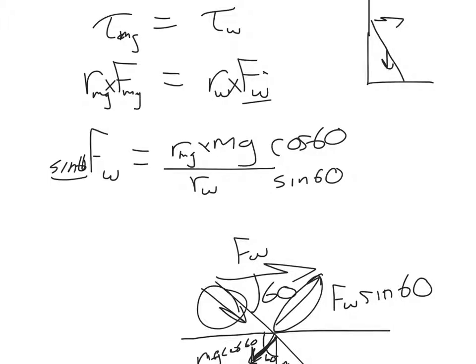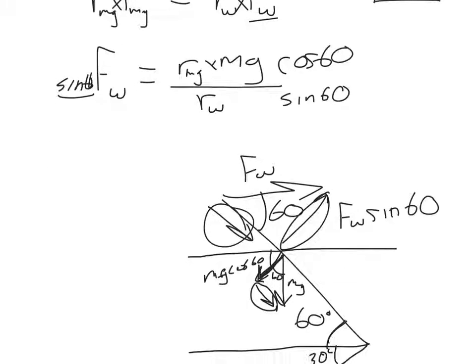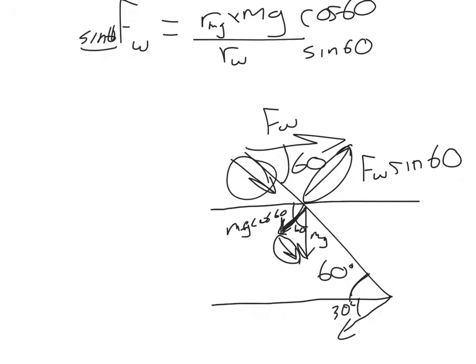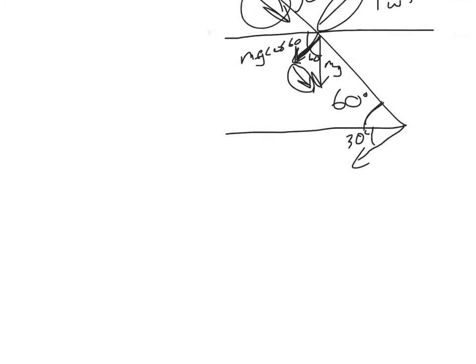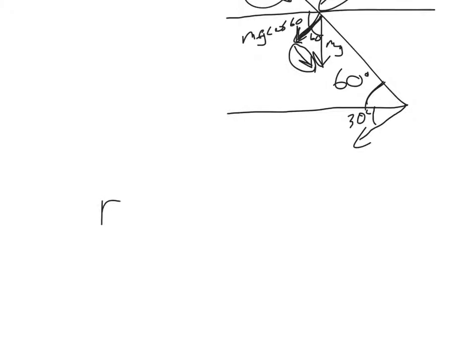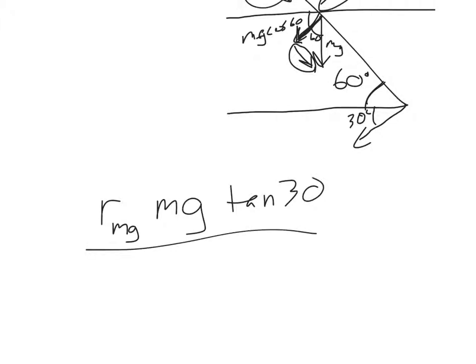Now, cosine 60 over sine 60 is cotangent of 60. But I think you can flip them. I think you can just do sine 30 over cosine 30, so this could be tan 30. So, if I bring all of this down here, R mg times mg over R wall times tan 30. R mg times m times g tan 30 over R of wall.